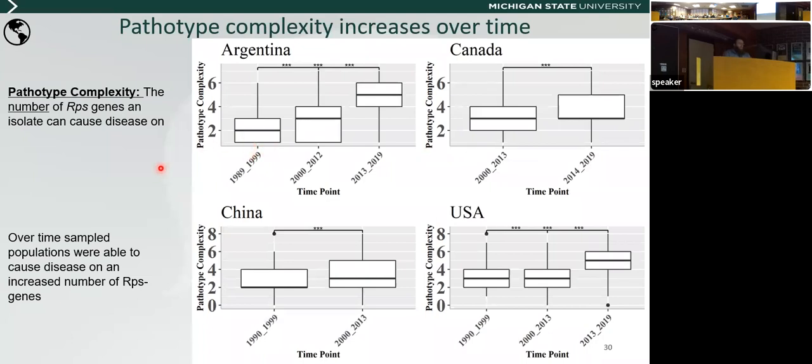So for objective 1, we did identify that pathotype complexity increases over time. This is something that's been reported in the literature, but there's never been a continental scale study looking at whether these things hold true across geography. Pathotype complexity is the number of resistance genes these isolates can overcome on average. Over time, we did observe that these pathotype complexities increase, sometimes more than others, and in the case of China, potentially just a little bit.